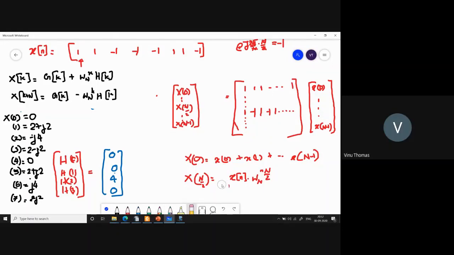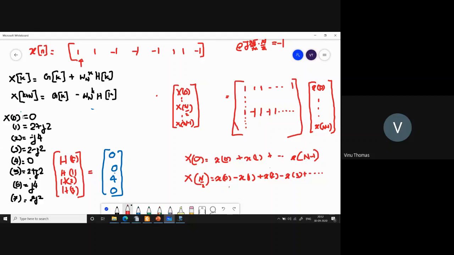So this we can write as x of 0 minus x of 1 plus x of 2 minus x of 3 plus etc. So it depends on whether n is even or odd. So I'm not going to write the last sample there.